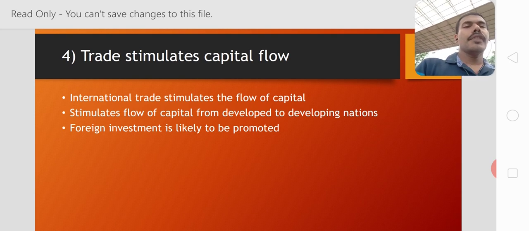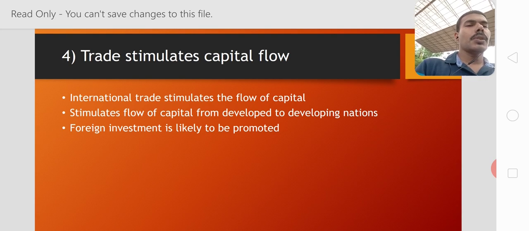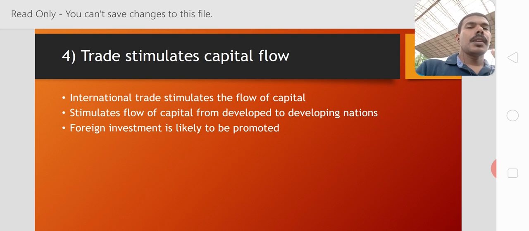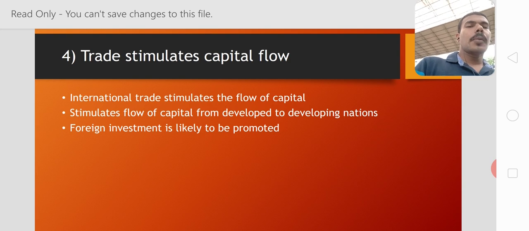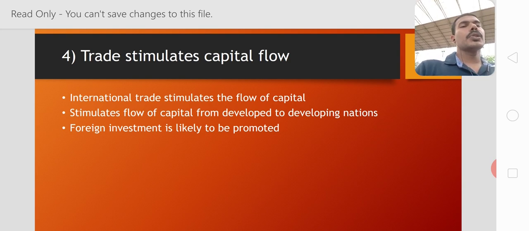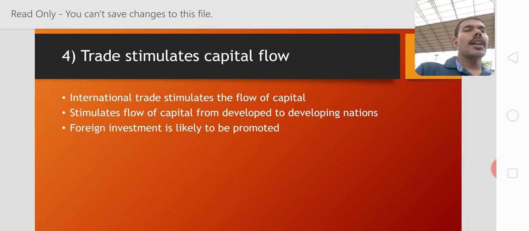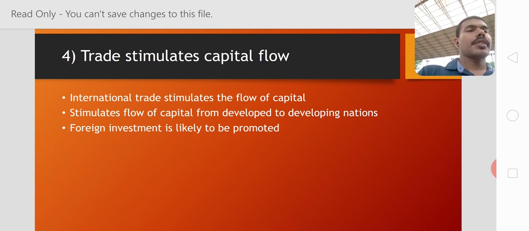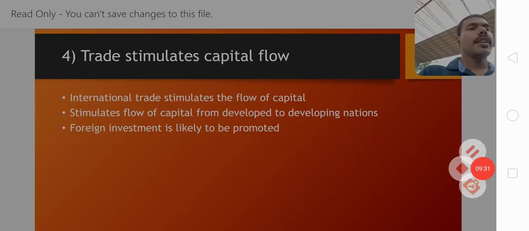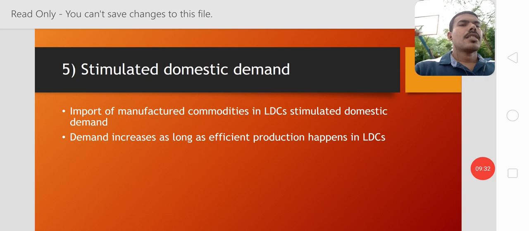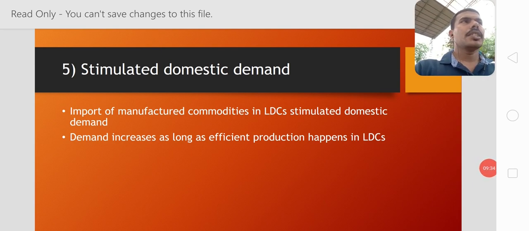So foreign investment is likely to be promoted in the export sector on the one hand, and it is also inducing investment in an economy where it is developed because of international trade. So these are the two ways in which foreign investment capital flow will take place in a nation involved in international trade. So international trade stimulates domestic demand.